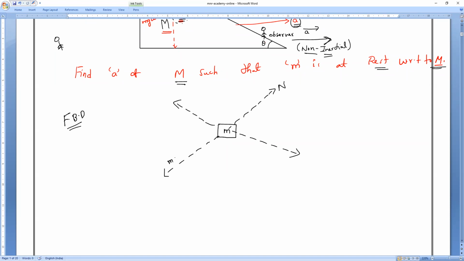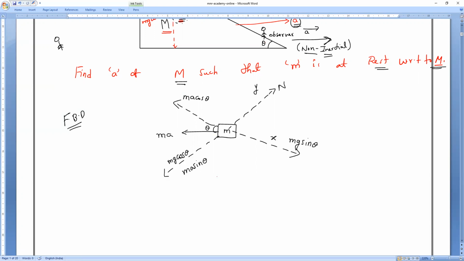What are they? One is pseudo force and another one is weight. Mg cos theta, as well as the pseudo force Ma sin theta. Same way, this is the x-axis and this is the y-axis. Here we have Mg sin theta, and the pseudo force Ma. So here Ma sin theta, and the opposite one will be Ma cos theta, because theta is here. So these are the forces exerted on small m.